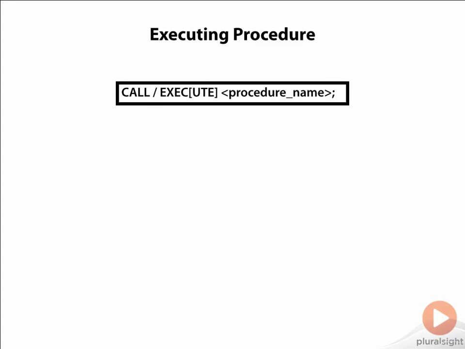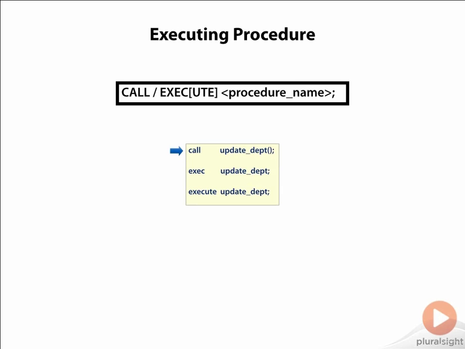You can execute the procedure by using the exec or execute or call keyword followed by the procedure name and a semicolon. We will take a look at passing parameters to procedures in a later module. For instance, we can execute the update department procedure in the following ways.